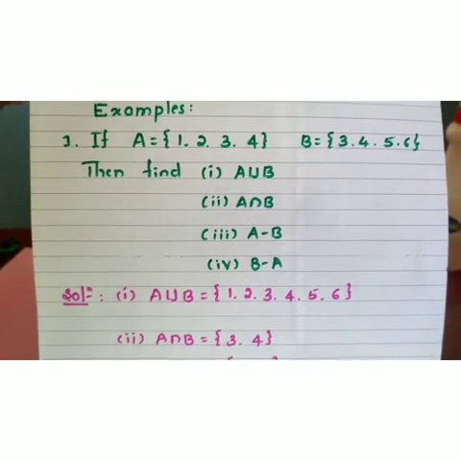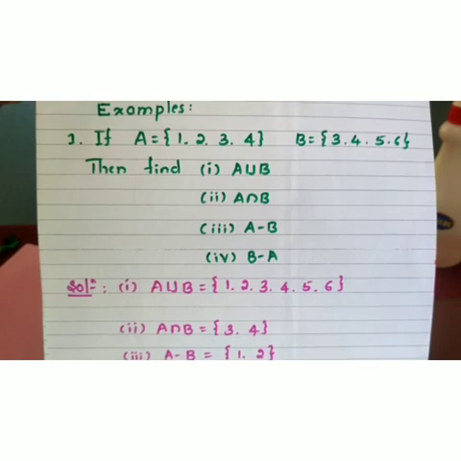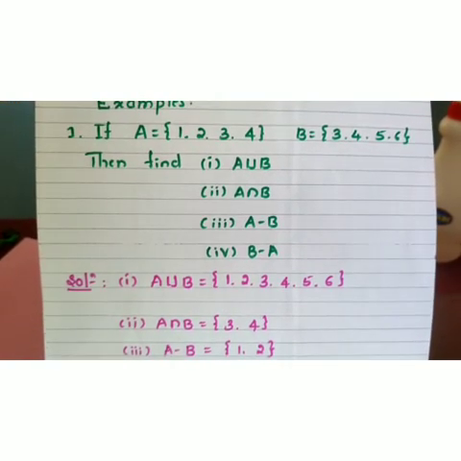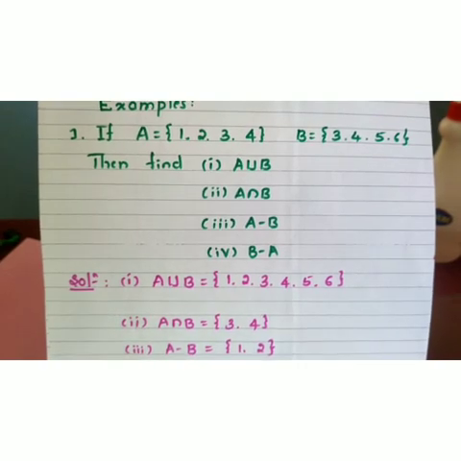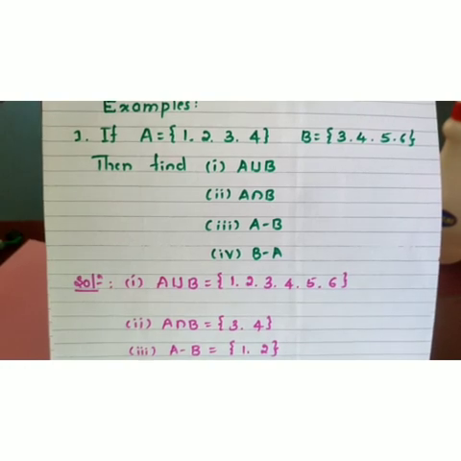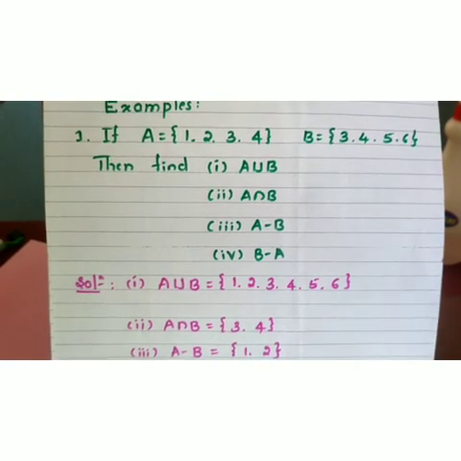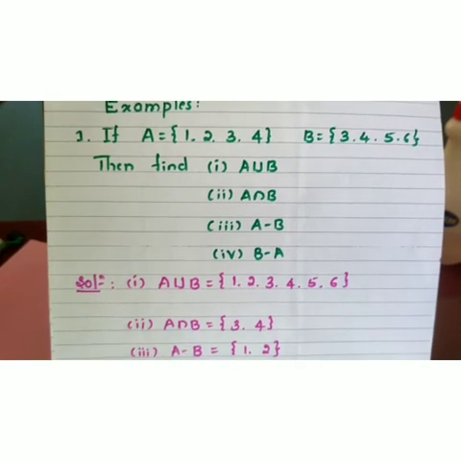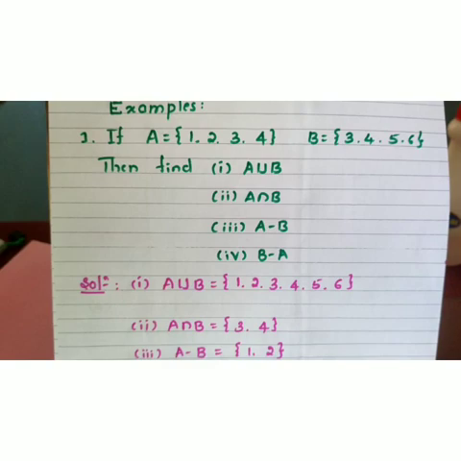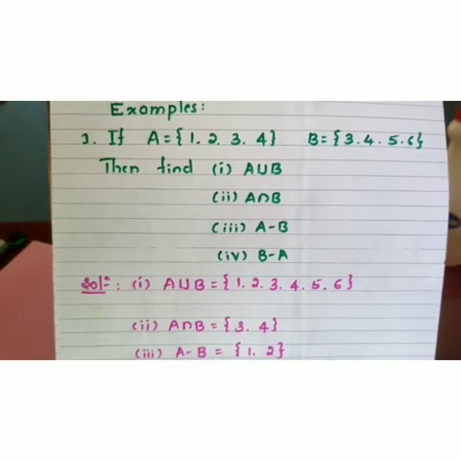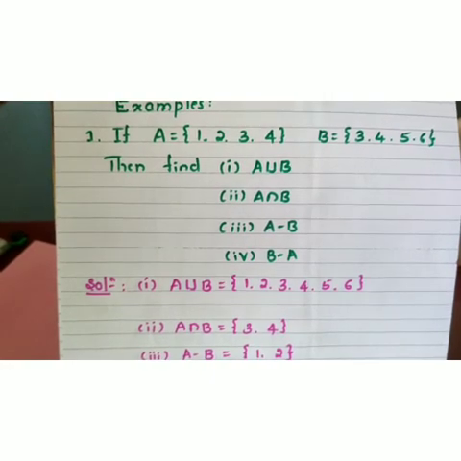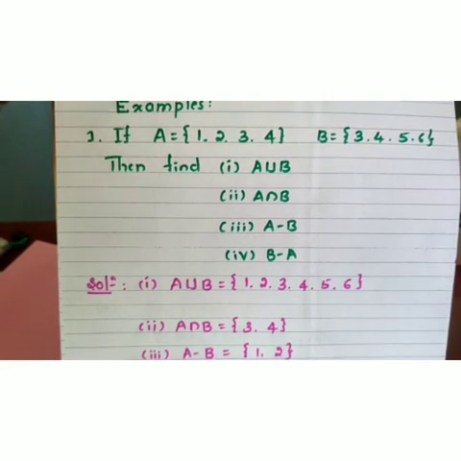Next, let us go for A minus B. A minus B means the elements of A which are not in B. Our concentration is on the set A. Set A contains 1, 2, 3, 4, but 3, 4 are also in B. Therefore, only 1, 2 are written. A minus B means the elements of set A which are not in B. Therefore, such elements are only 1 and 2.